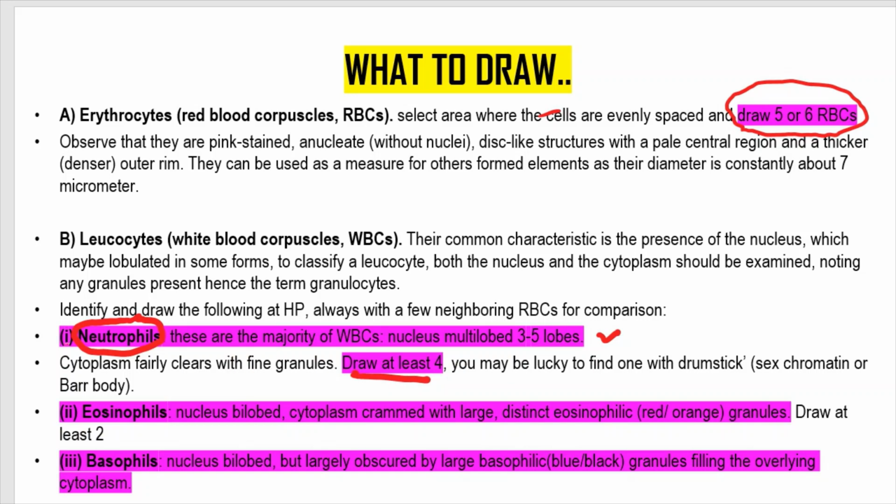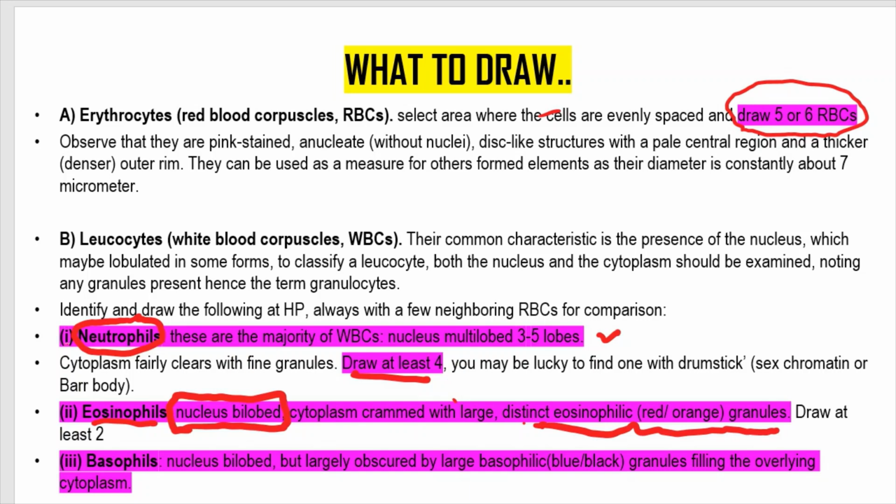From neutrophils, you draw eosinophils. The eosinophils have got a bilobed nucleus, and their cytoplasm is filled with eosinophilic granules, meaning that they are acidophilic. These eosinophilic granules stain red or orange. So you draw at least 2 of them.